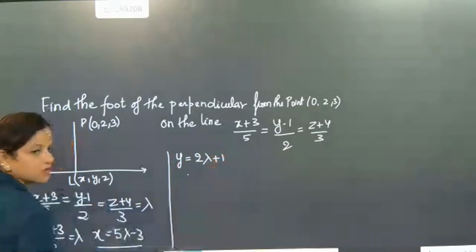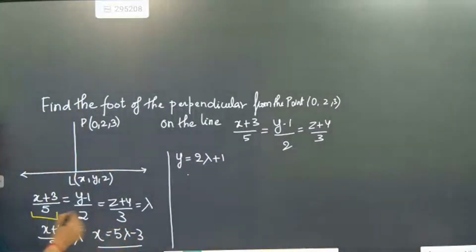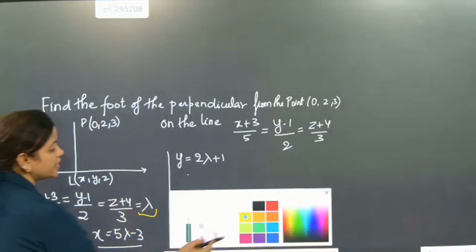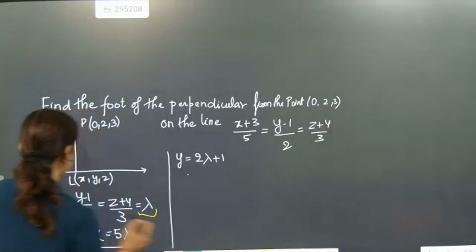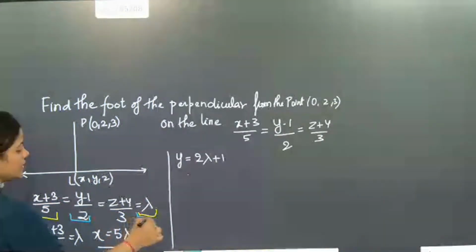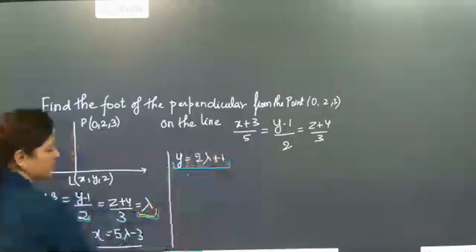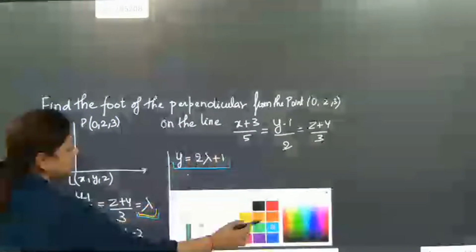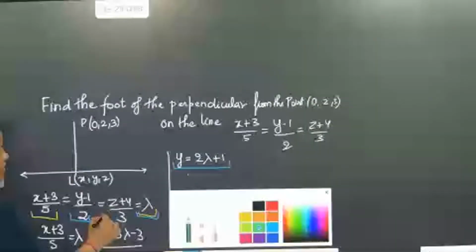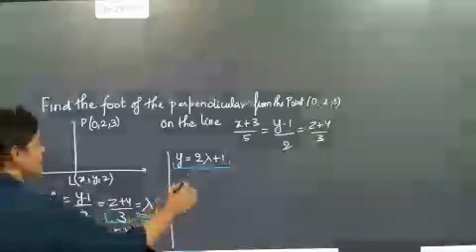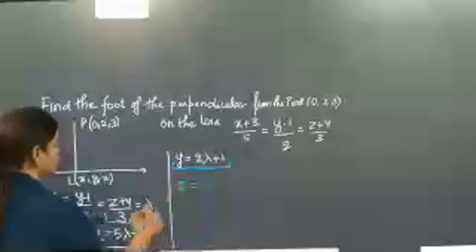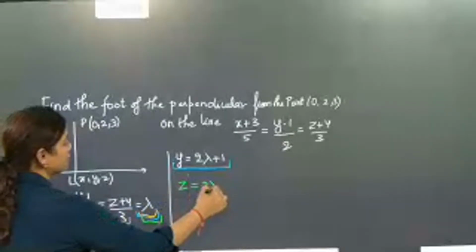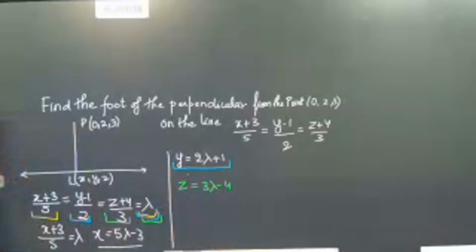Done? Beta, what did we do? First we took this section equal to lambda and got the value of x. Then for the second one, we took this one equal to lambda and got y. The last part is z, which is equal to 3 lambda minus 4. Now beta, x, y, z, because the foot of the perpendicular is needed.